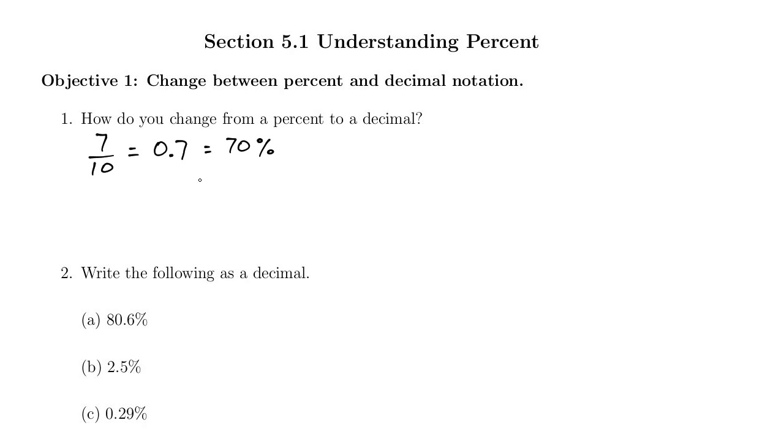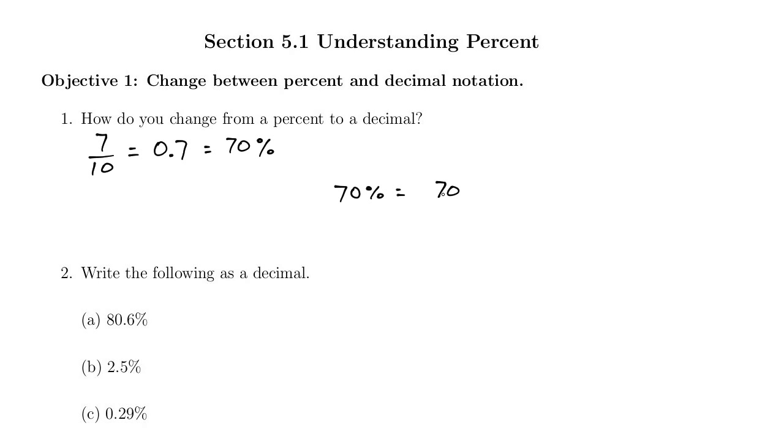Okay, so first of all, let's talk about how to go from a percent to a decimal. So let's say we have 70%. We want to write that as a decimal. Okay, the first step is to drop the percent sign. So we're going to take the number and drop the percent sign. And next I'm going to move the decimal two places to the left.